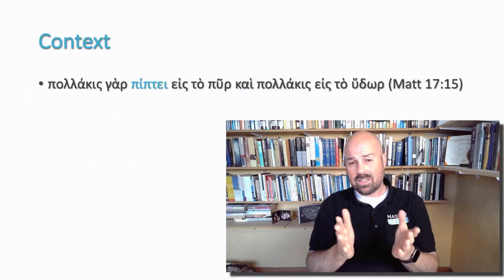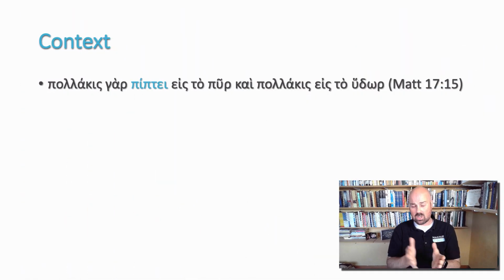And so the lexeme itself, the meaning of the word itself, actually is helpful in helping us to understand how a word is working. The other key thing to bear in mind when you're looking at how a verb is working in Greek is the context. So let's take that example from Matthew 17 we just looked at.